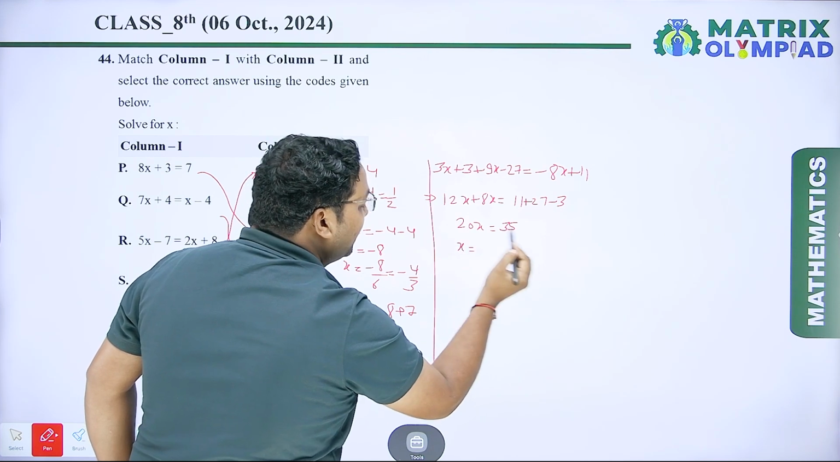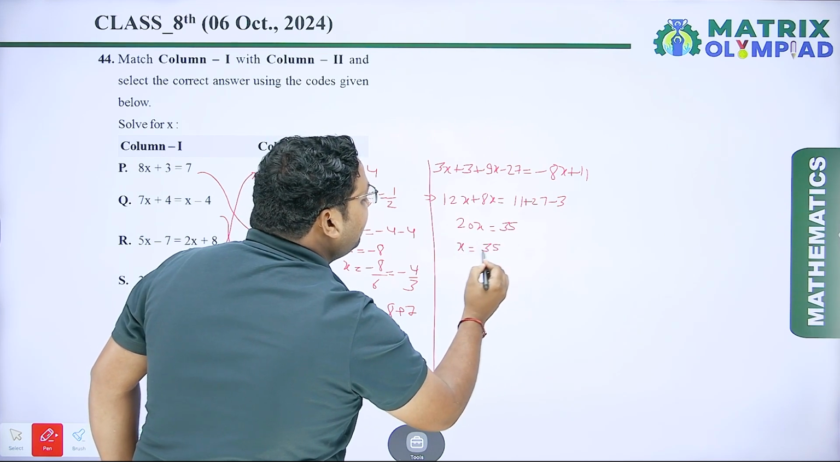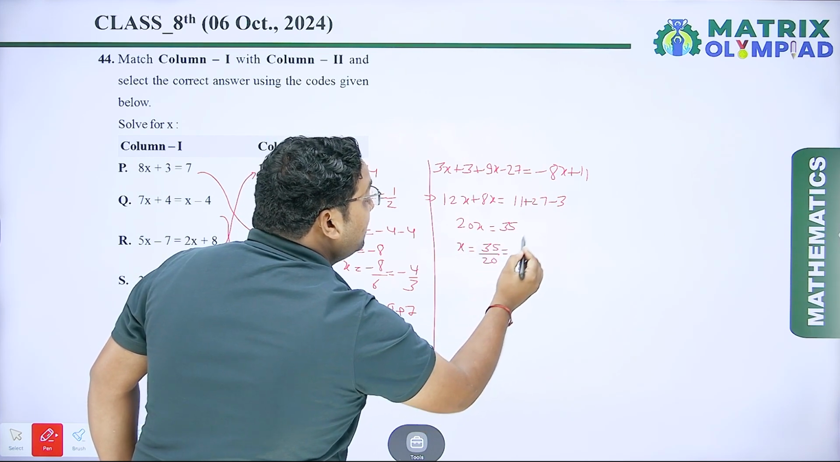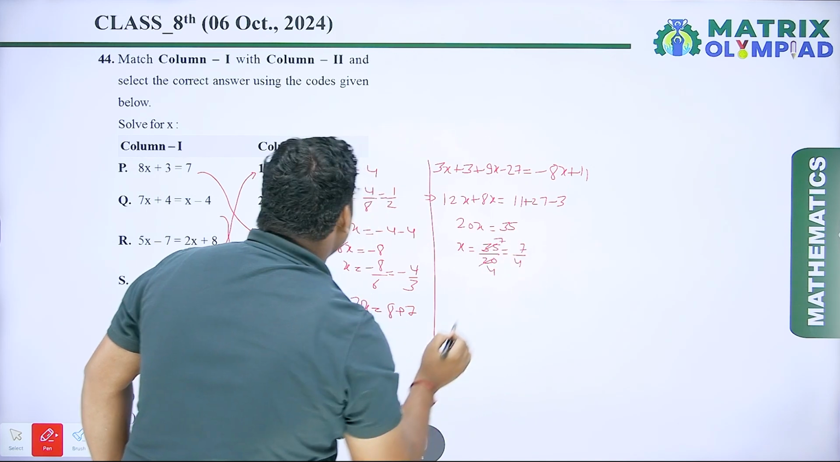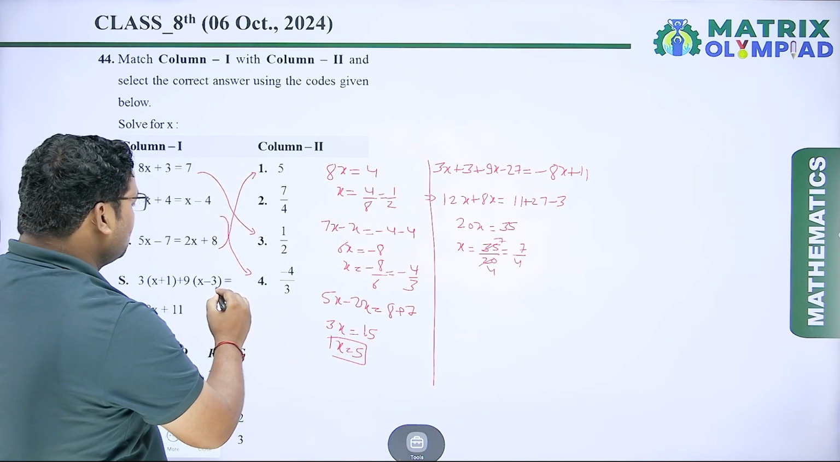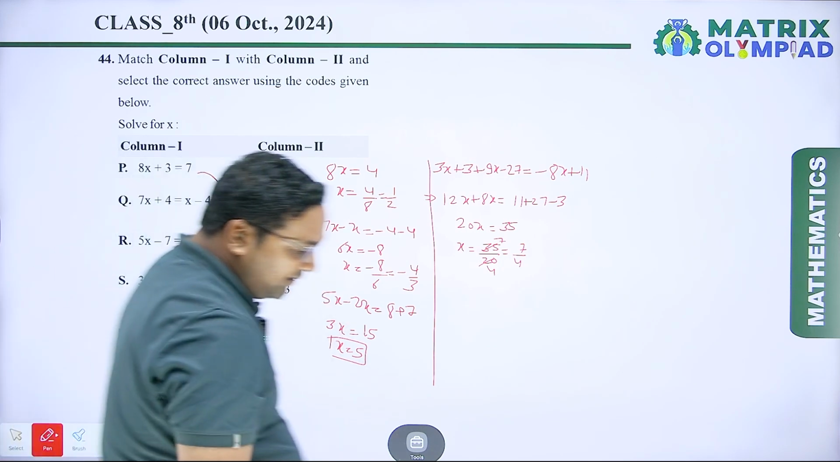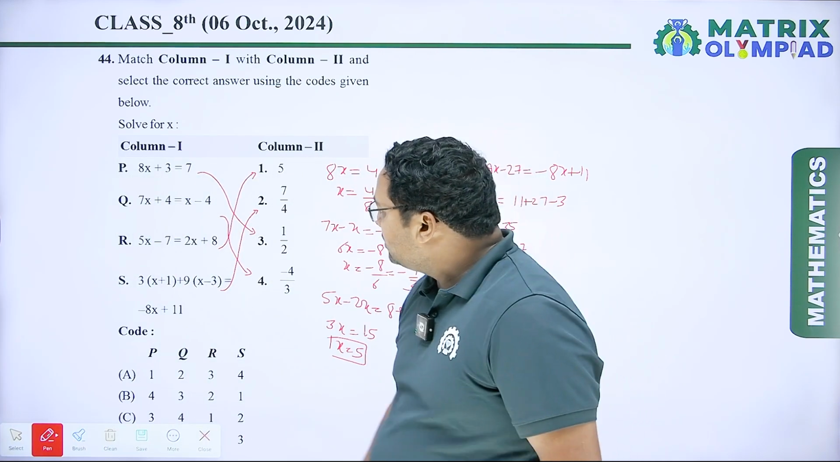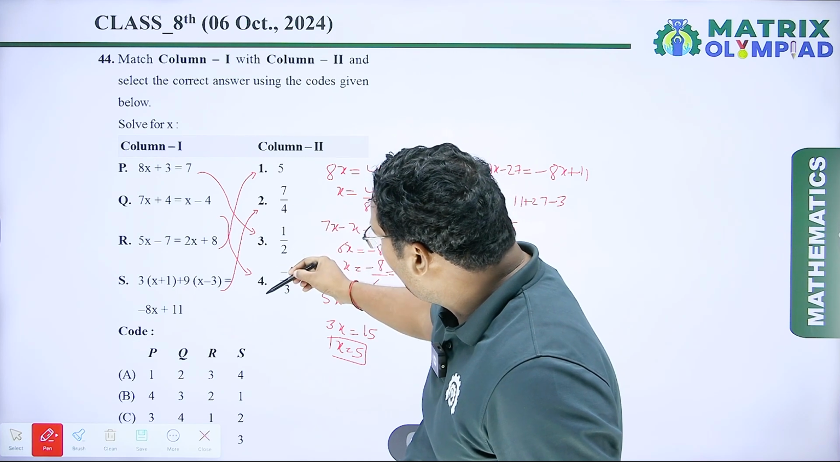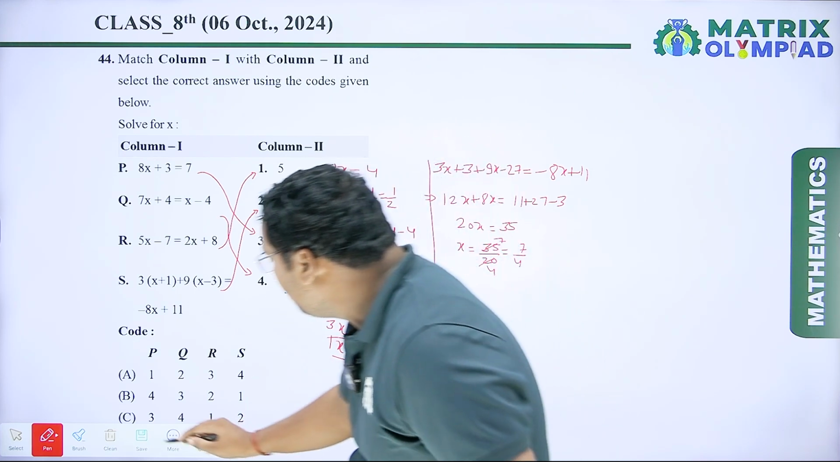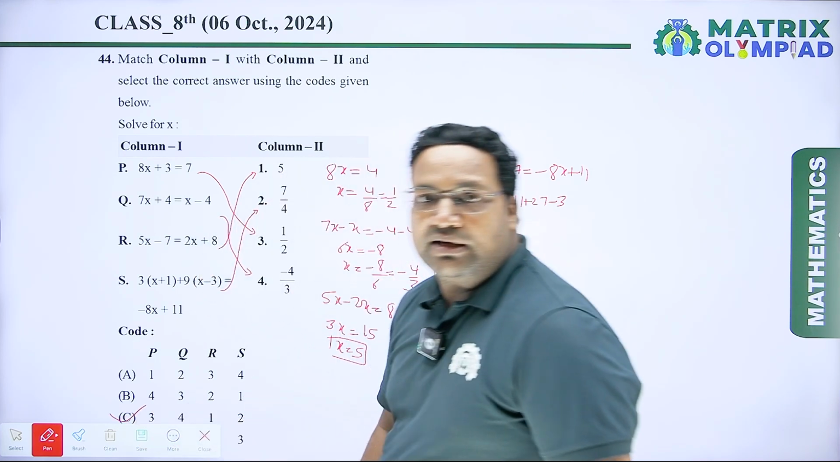So we have to get the value of x, 35 upon 20, which is equal to, 5 7s are 35, 5 4s are 20. So we will get 7 by 4. So for S, the correct is second. So the correct option is 3 4 1 2, which is option number C.